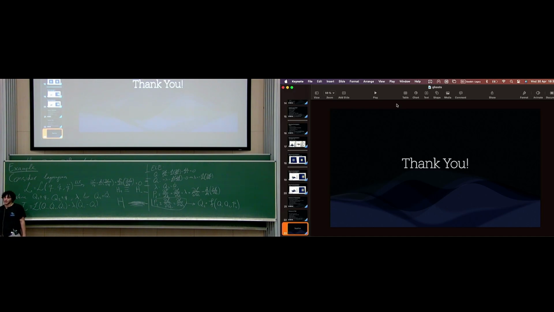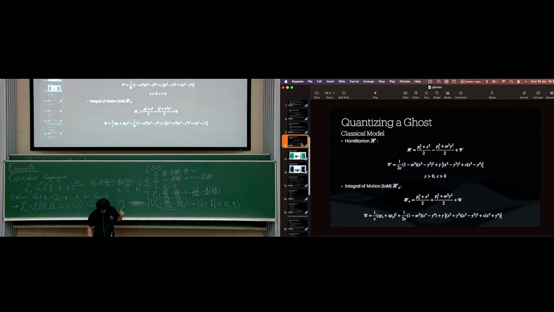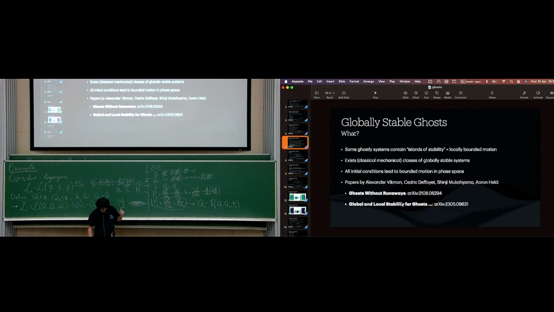Oh, this is just one of several. I didn't write it out because it's actually quite messy. But essentially there's an entire class of Hamiltonians. So look up this paper here, the second one, global and local stability for ghosts, on arXiv. That one presents several classes of ghostified Hamiltonians with integrals of motion, right?